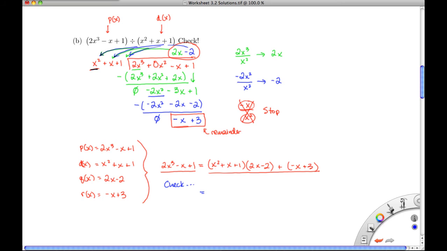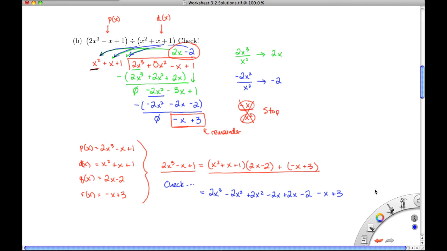And x squared times 2x, that's going to be minus, positive 2x cubed. X squared times minus 2 is going to be minus 2x squared. And then x times the 2x is going to be plus 2x squared. X times the minus 2 is going to be minus 2x. 1 times 2x is going to be plus 2x. 1 times minus 2 is going to be minus 2. And then we've got this minus x plus 3 hanging on the end here.